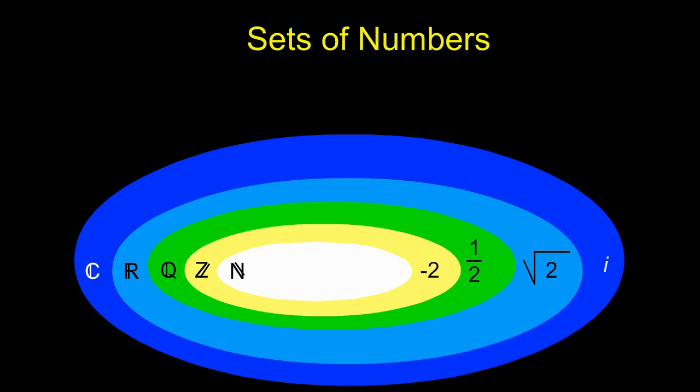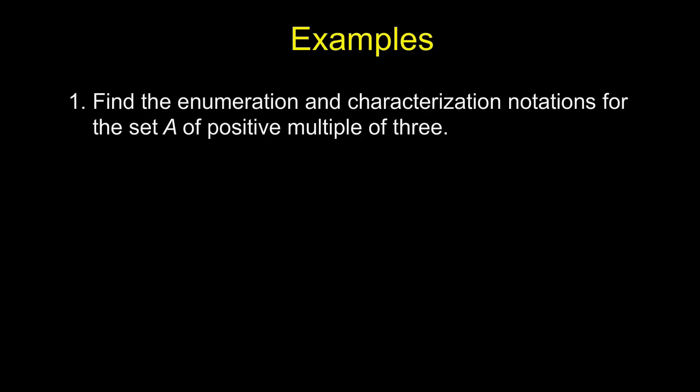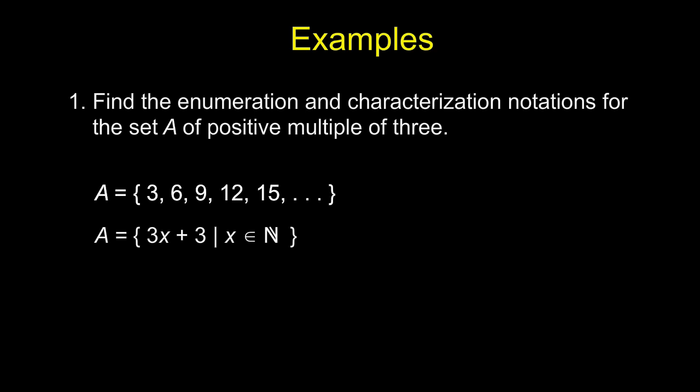Now we can express a set in one notation in other notations. For example, 1. Find the enumeration and characterization notations for the set A of positive multiples of 3. So, this set contains all positive multiples of 3, that is A is the set of 3, 6, 9, 12, 15, and so on. So, in characterization notation, it is the set A equals the set of 3n plus 3, where n is a member of natural numbers.